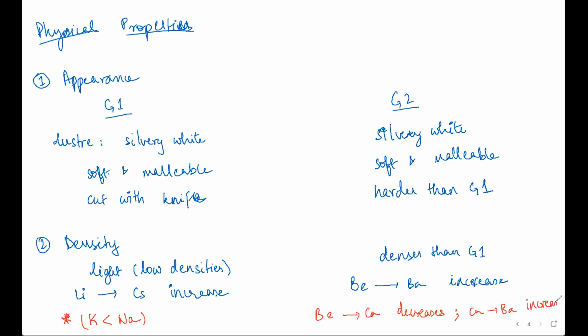Ma'am, doesn't the density decrease down the group? So that will be an anomaly, right? No, density should increase top to bottom. Why do you think it should decrease, Maya? Because of larger size. Larger size, yes, but what is happening to the mass? But then how does the density increase? What is density?